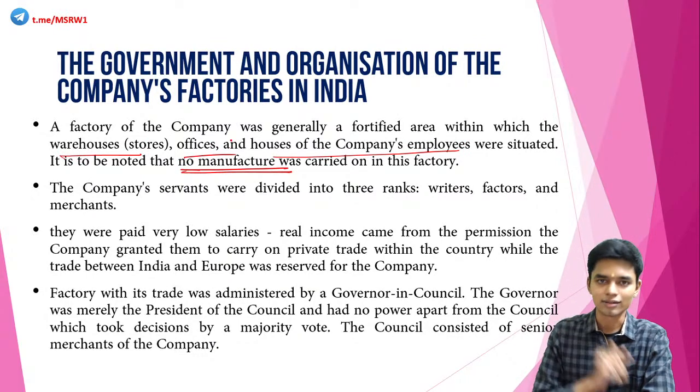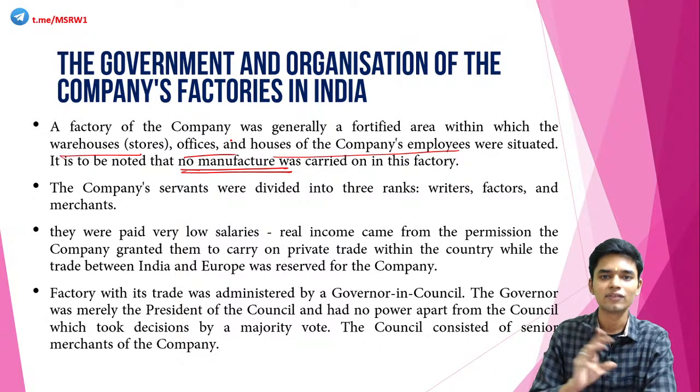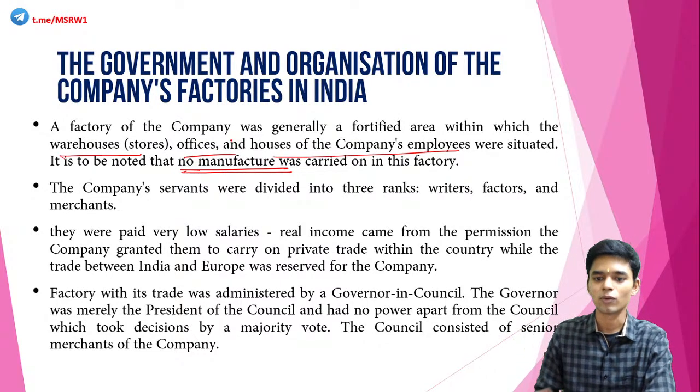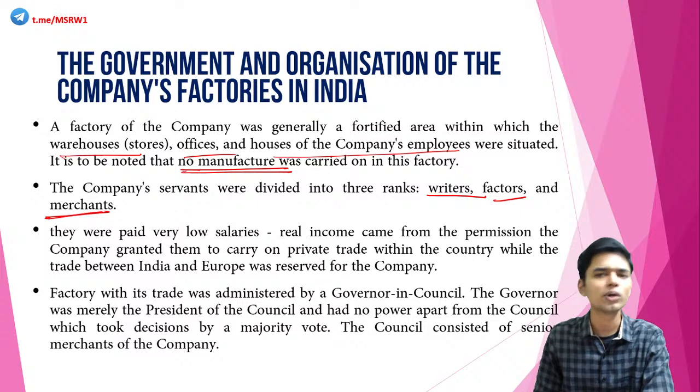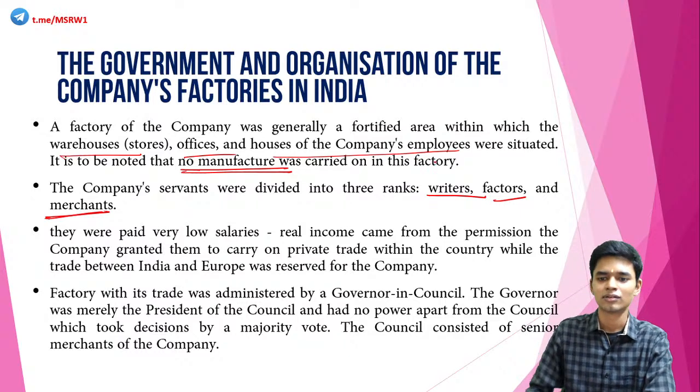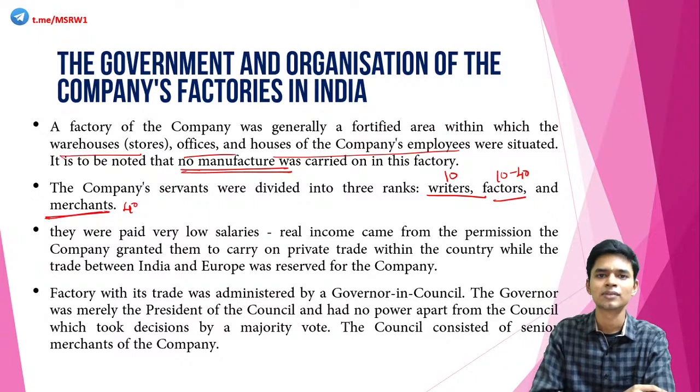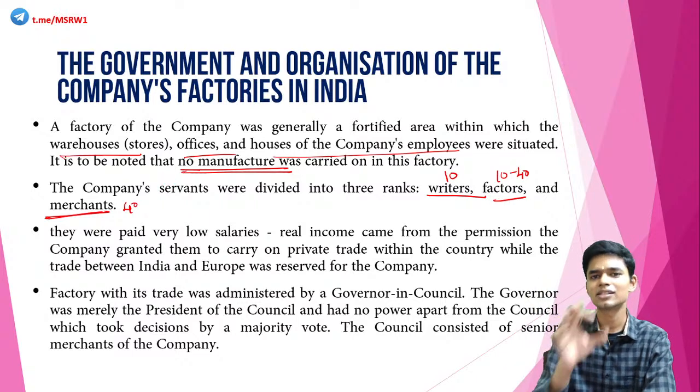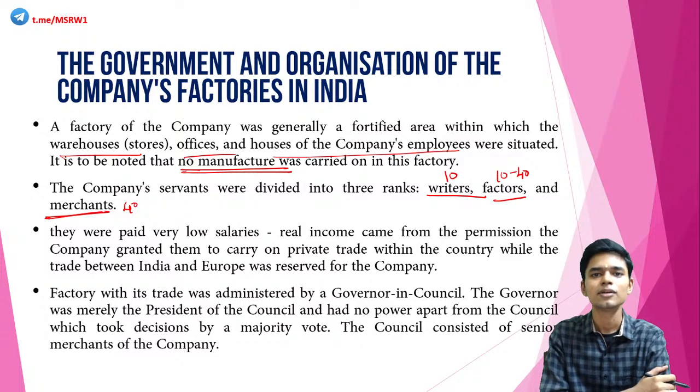In general, the people who worked in the company were divided into three ranks. One is a writer, then a factor, and a merchant. And these people were paid very low income. A writer had around 10 rupees, factors had around 10 to 40, and merchants were given around 40 rupees. So very nominal, very low income. If you are given only such a nominal income, why would you want to work in that company? That's the question.